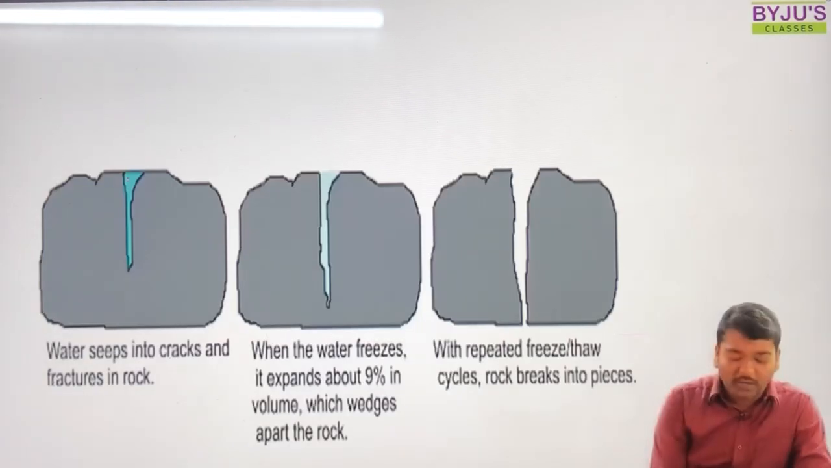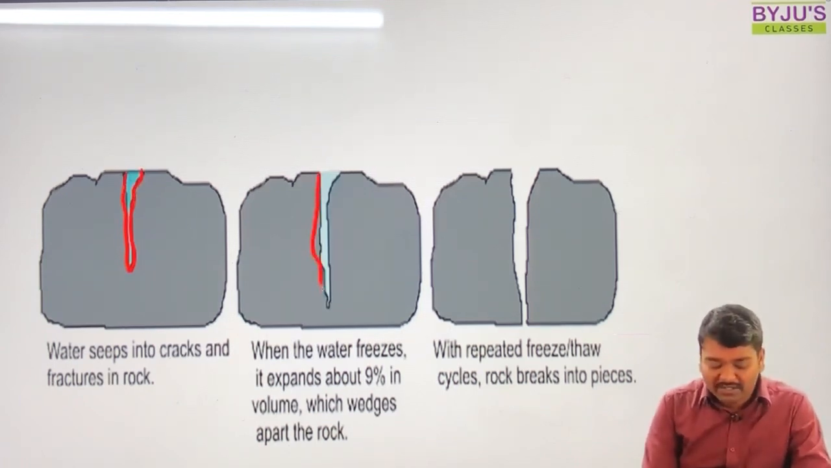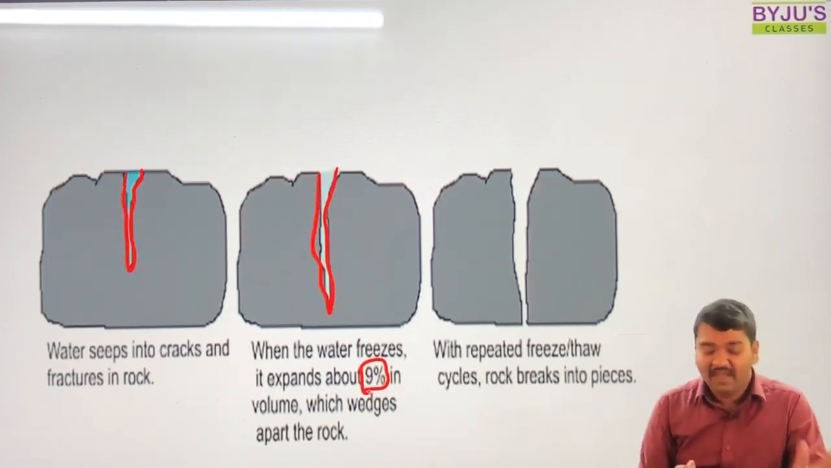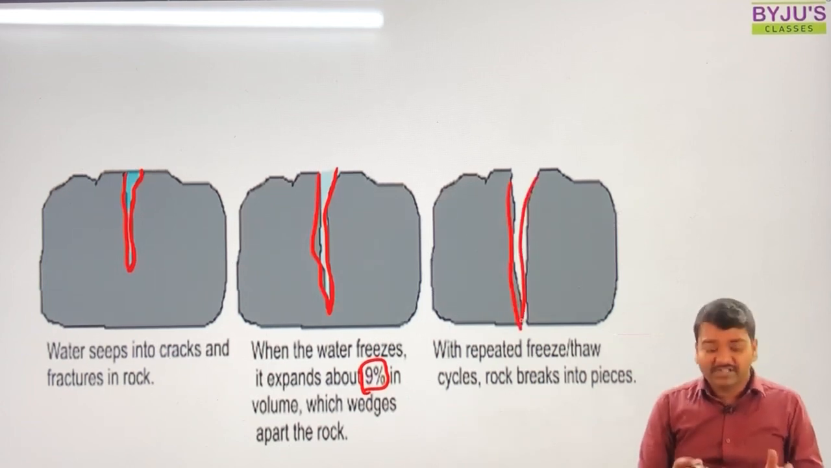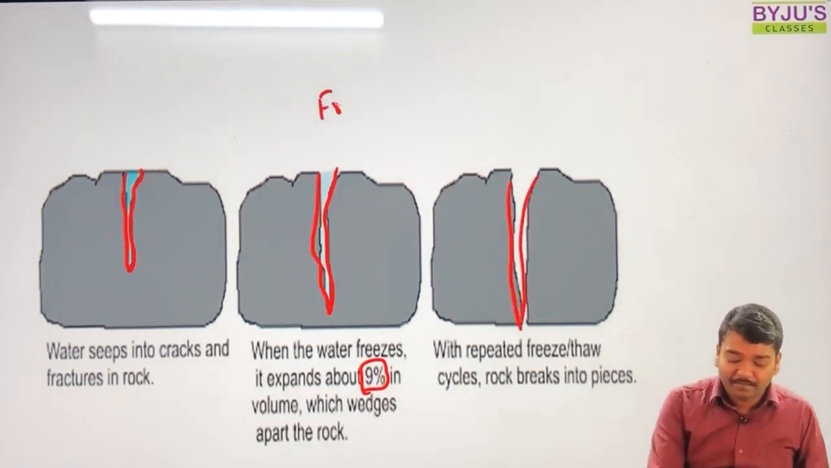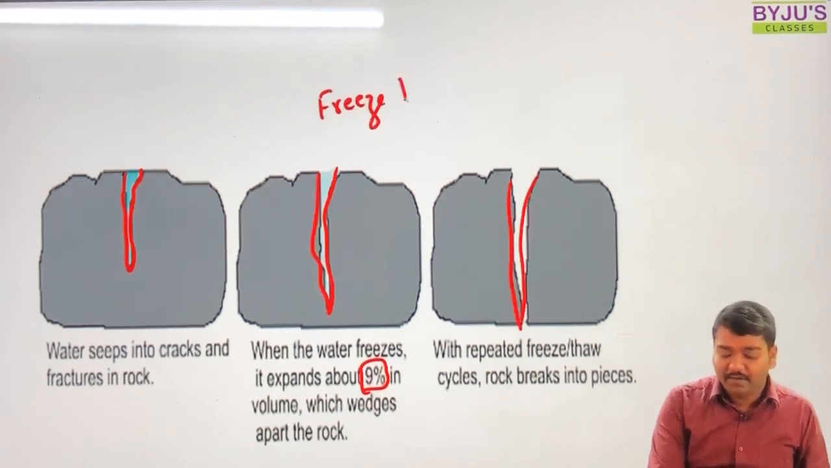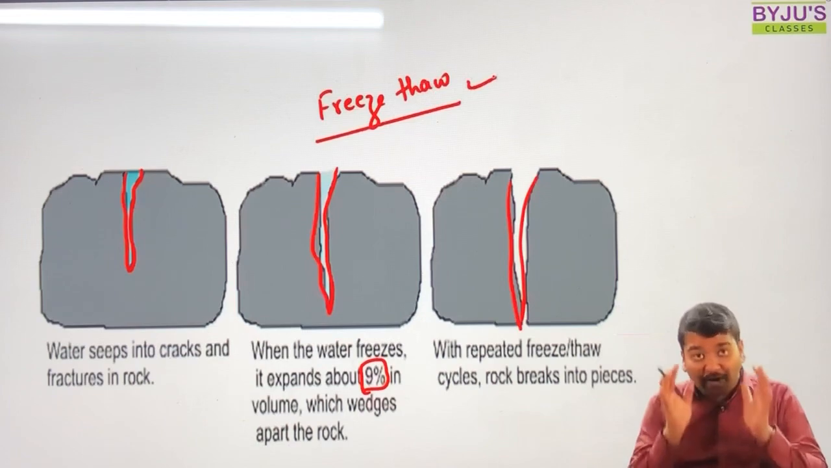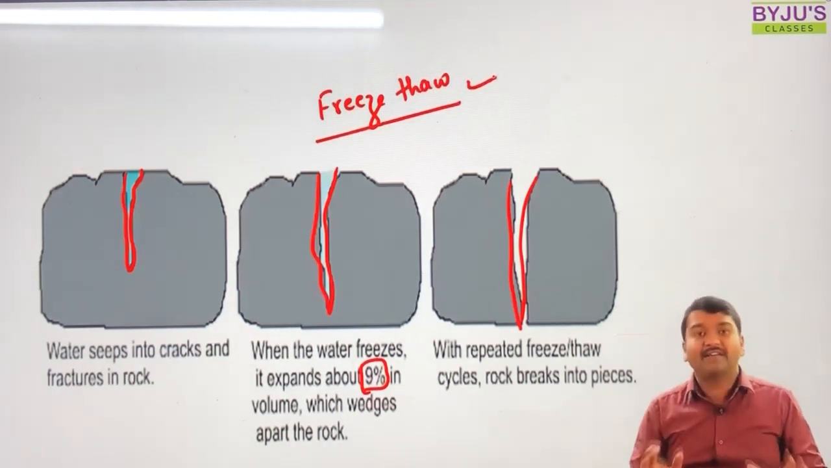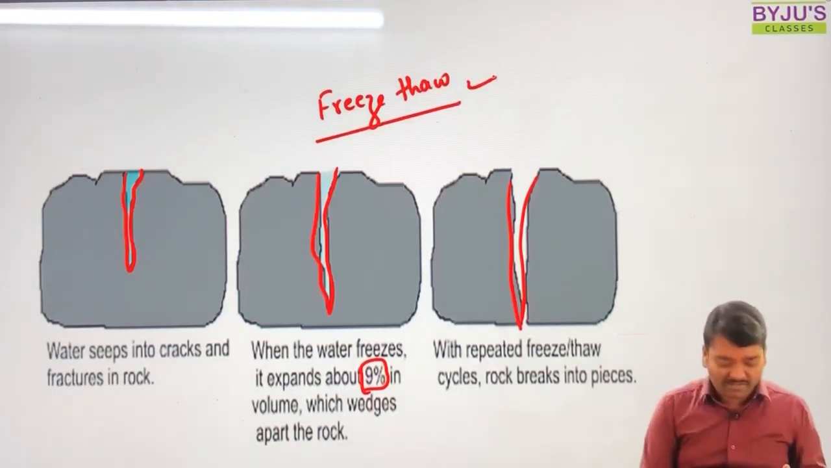See this? Water seeps first into this and goes much deeper. It expands 9% when it is cooled in different climatic conditions. When it expands, the rock is broken. So this is your freeze thaw action. Try to remember the pictures rather than just mugging up the terminologies.